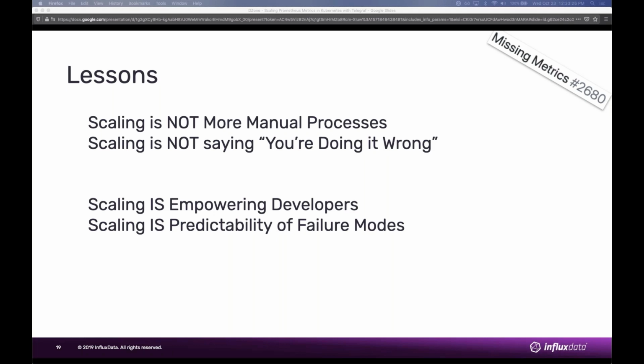Scaling is really the ability to empower developers, and scaling is also being able to predict failure modes. And predicting these failure modes for metrics, in this case, is overwhelming the scraping for Prometheus. And with that prediction at hand, we can decentralize scraping to be very local. That really allows us to have these additional follow-on benefits, such as rotating keys and more personalized scraping for the developer.